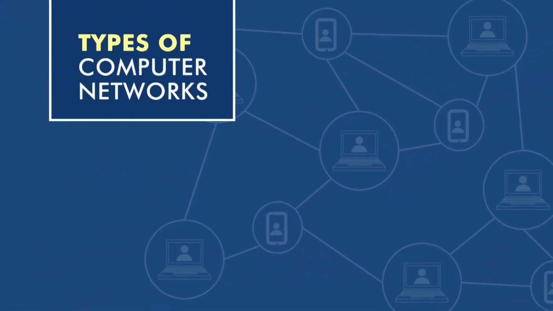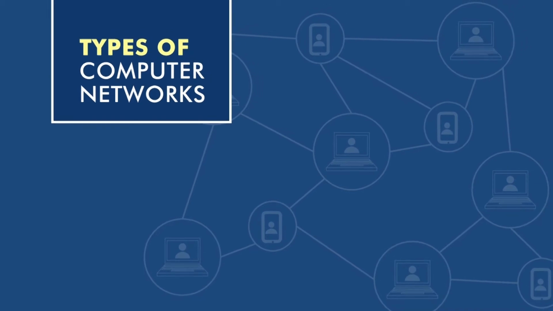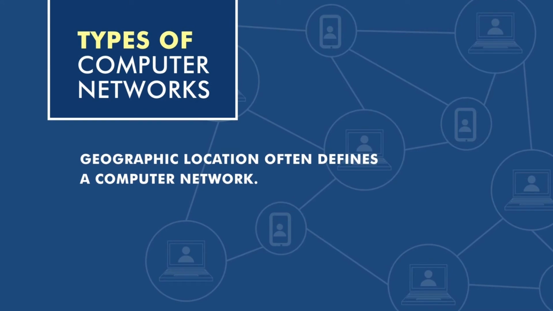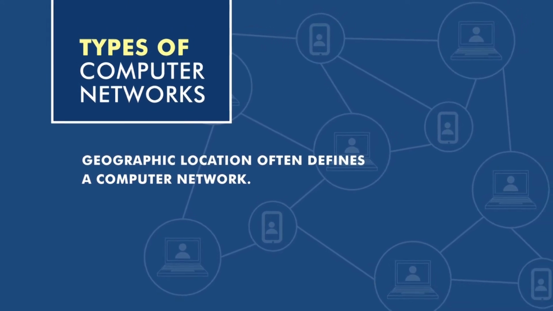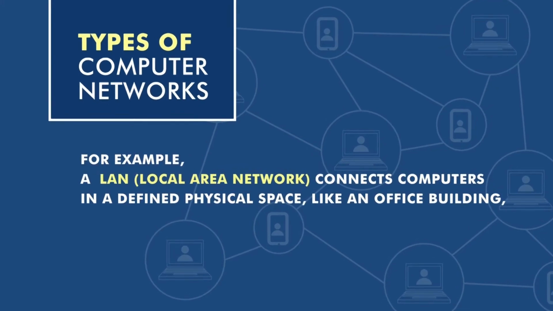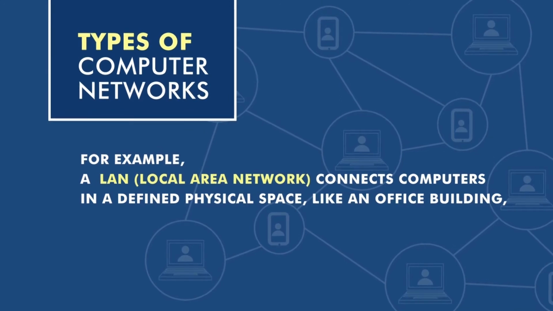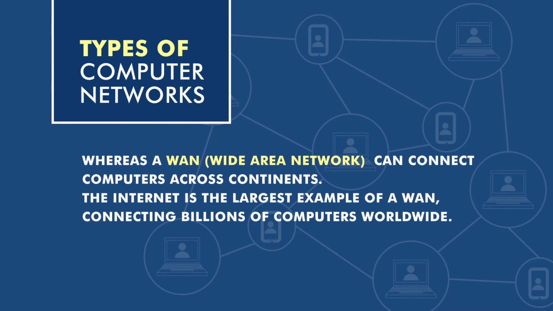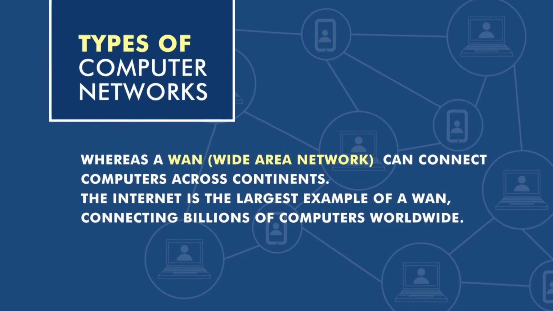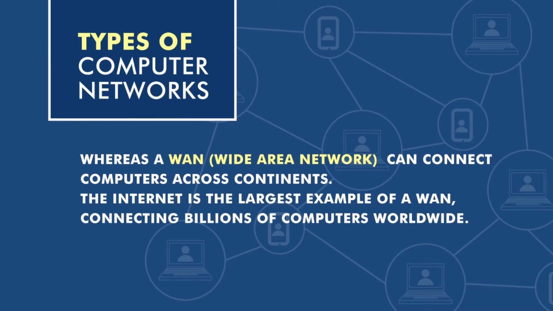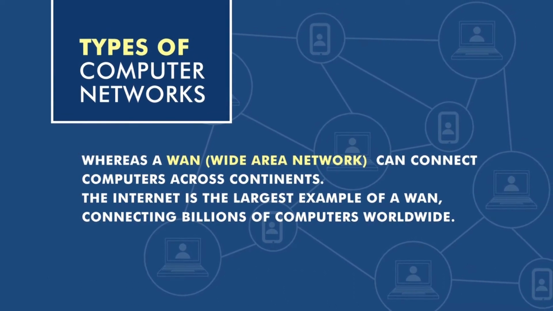And then there are various types of computer networks. Network is not a simple thing. Depending upon the geographic location, we can define different types of computer networks. Geographic location often defines a computer network. For example, a LAN connects computers in a defined physical space like an office building, whereas a WAN, wide area network, can connect computers across continents. The internet is the largest example of wide area network connecting billions of computers worldwide.